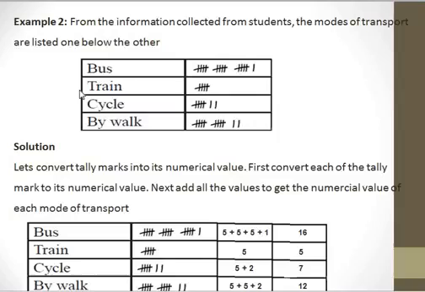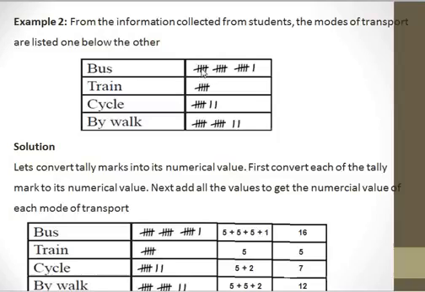Let's take another example here. He said to me, from the information collected from students, the modes of transport are listed one below the other. Here we have many modes of transportation. We have bus, train, cycle, and by walk. Let's see how many students preferred to ride a bus. Let's count and use the tally marks for easier counting.